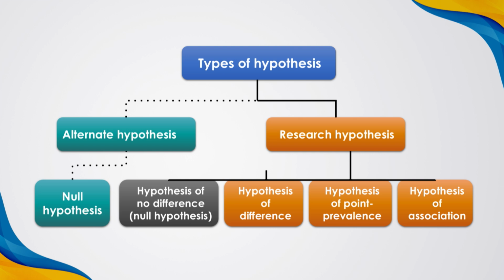Types of hypothesis. In general, the types of hypothesis can be classified into 2. One is statistical hypothesis and another one is research hypothesis. Now, in this video, we are focusing on research hypothesis. The types of research hypothesis are hypothesis of no difference, hypothesis of difference, hypothesis of point prevalence, and hypothesis of association, whereas the alternative hypothesis and null hypothesis are statistical hypotheses that will be studied later.